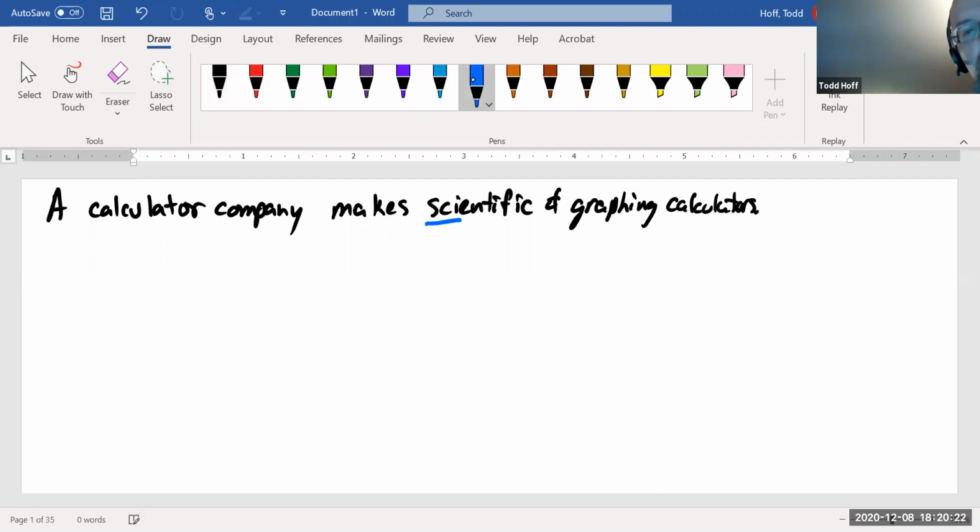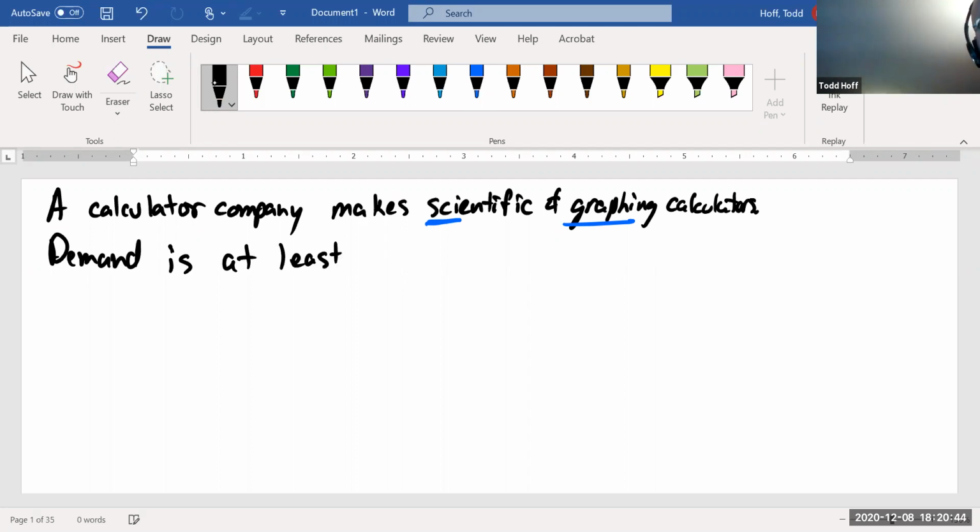So I'm just going to call them SCI and GRAF-PF for graph and scientific. There is a demand. Demand is at least, what is it, 100 scientific and 80 graphing each day.